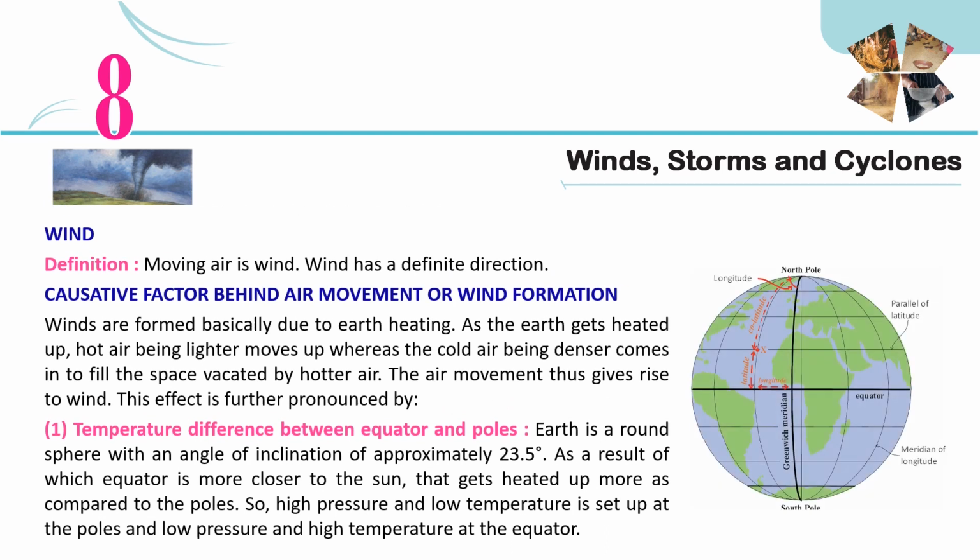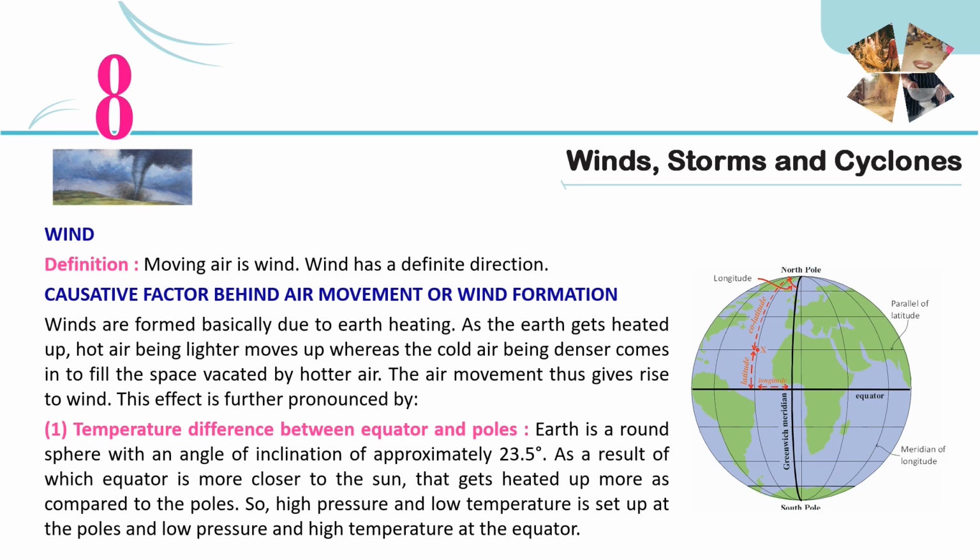Wind. Definition: moving air is wind. Wind has a definite direction. Causative factor behind air movement or wind formation: winds are formed basically due to earth heating. As the earth gets heated up, hot air being lighter moves up, whereas the cold air being denser comes in to fill the space vacated by hotter air. The air movement thus gives rise to wind.